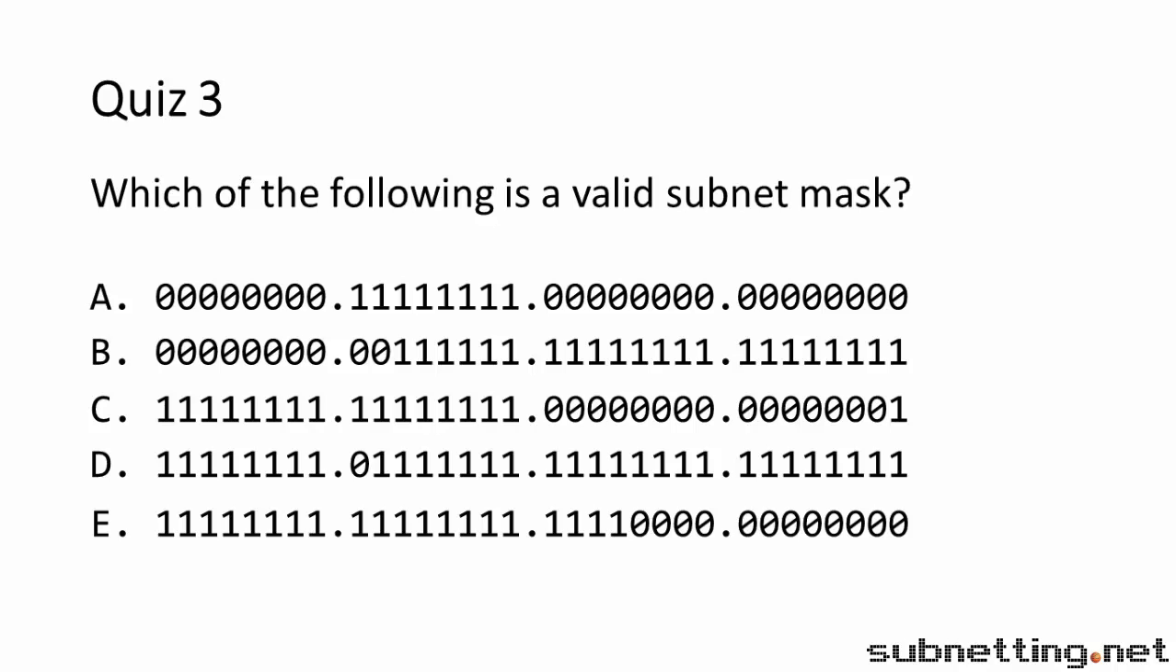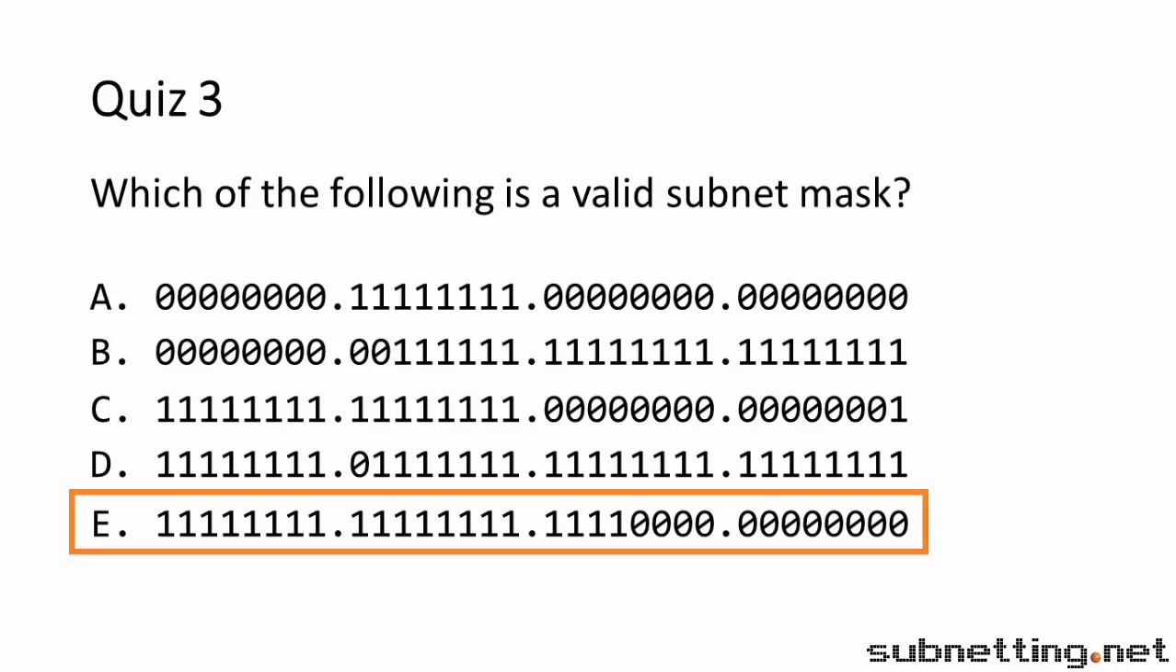The correct answer is E. This is the only choice that has all ones on the left, followed by zeros.